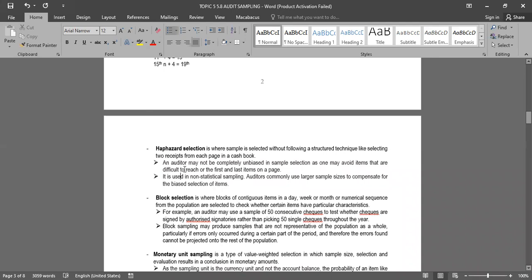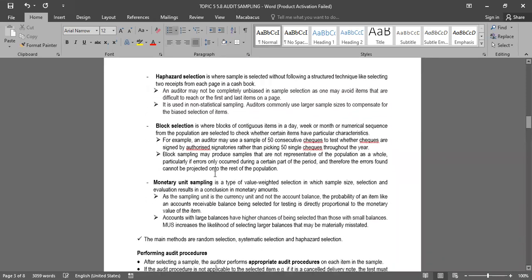Okay, so they're saying an auditor may not be completely unbiased. Because if you're choosing, why do you say the first 2 receipts? Why not the last 2 receipts, for example? Why not the first and the last receipt? So still you're saying there's a form of bias ideally. So they're saying that the auditor may not be completely unbiased in the sample selection, as one may avoid items that are difficult to reach, or the first and the last items on the page.